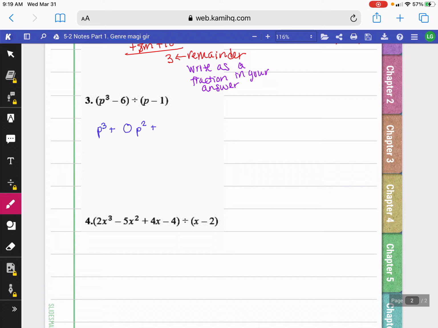And then after p squared would be p. Since there's no p here, I'm going to use a 0 as a placeholder. Then I would put my minus 6. You only do this when they skip terms. So like if you have x squared minus 10, they skipped the x in the middle. So you're just adding the terms that they skip. So I'm going to divide this by p minus 1. These are called zero placeholders, and it's just to make sure that your like terms are aligned when you're completing your problem.